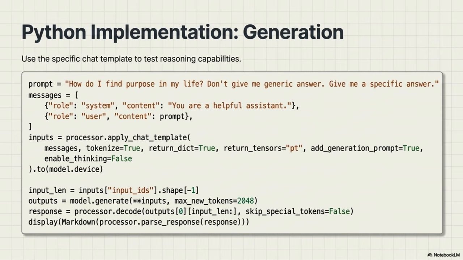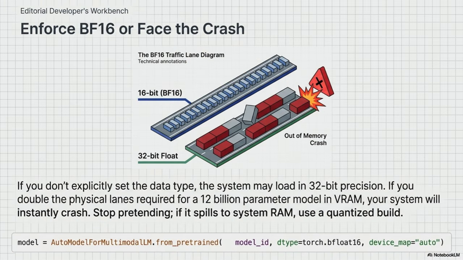Okay. And the specific chat template prompt they use in the guide to test this is so interesting. They prompt it with, "How do I find purpose in my life? Don't give me a generic answer." Yeah, they really wanted to test its actual reasoning, but they also drop a vital technical tip here. In your code, you explicitly have to set your data type to torch.bfloat16. Oh, right, BF16. Why is that explicit tip so crucial? What happens if you forget?